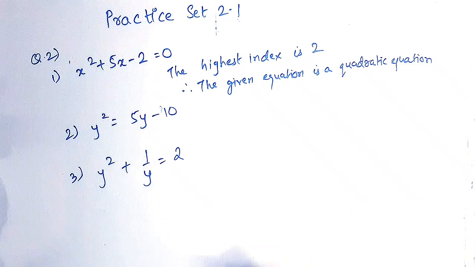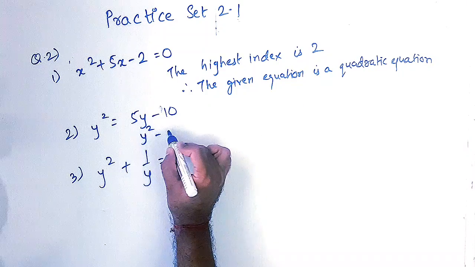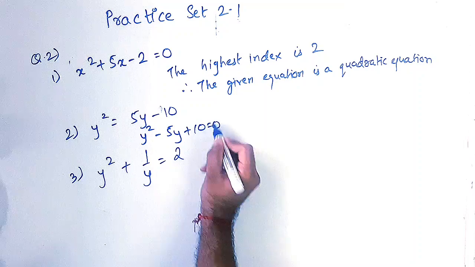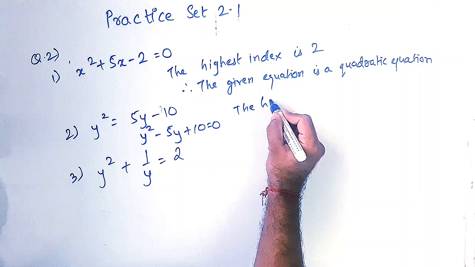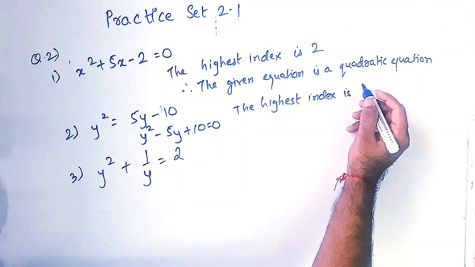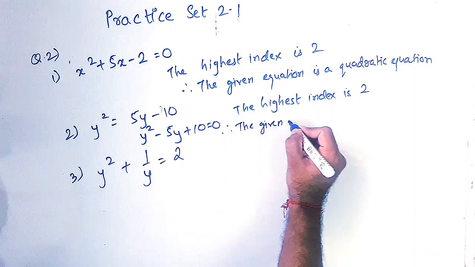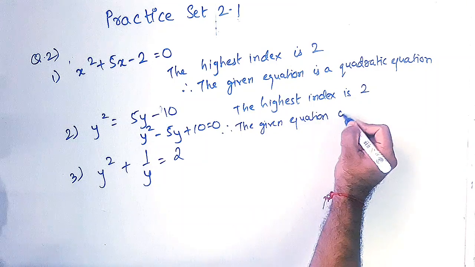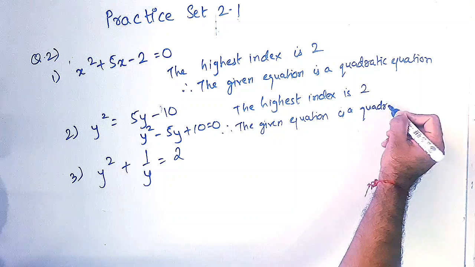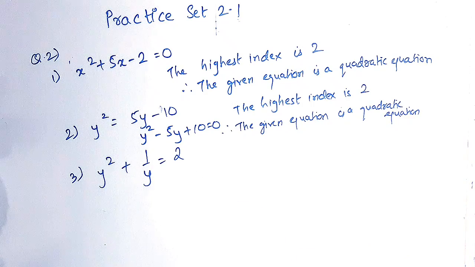Then here again you can see, y square minus 5y plus 10 equals 0. Here also the highest index is 2. Therefore, the given equation is a quadratic equation. That is why I have not given you any introduction, because in 2.1 itself you will understand what quadratic equations are and how we have to classify them.